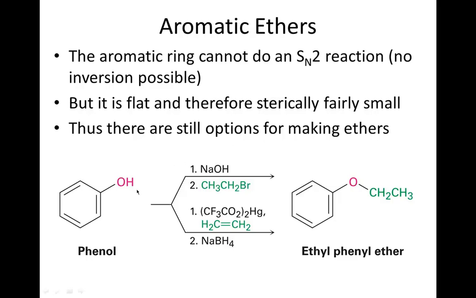So if you wanted to do a Williamson ether synthesis on this guy, this part would have to be the alcohol part, and then you can use a substrate that, in this case, if you're making this ether, a primary substrate is fine. That works okay for the Williamson ether synthesis. But you can also do the alkene route here, and all you need is just ethylene with this.